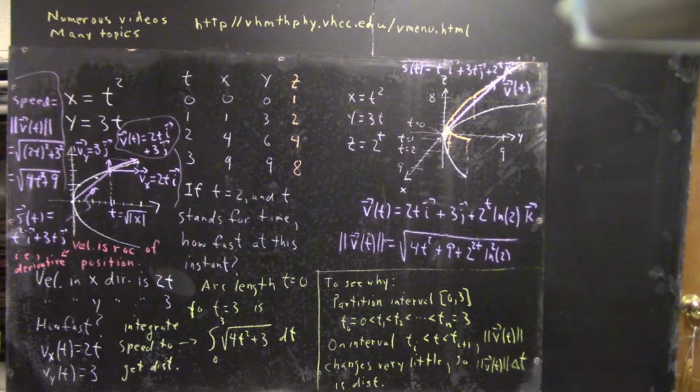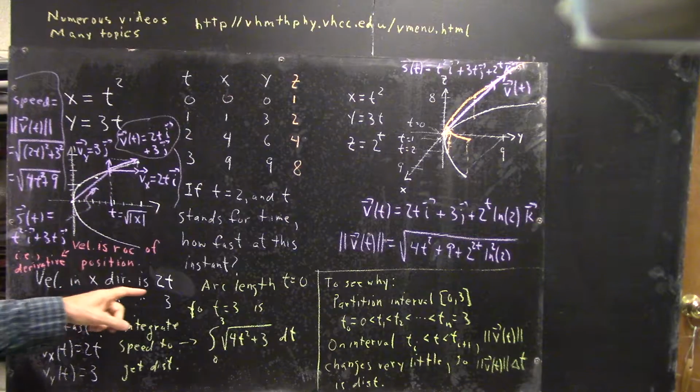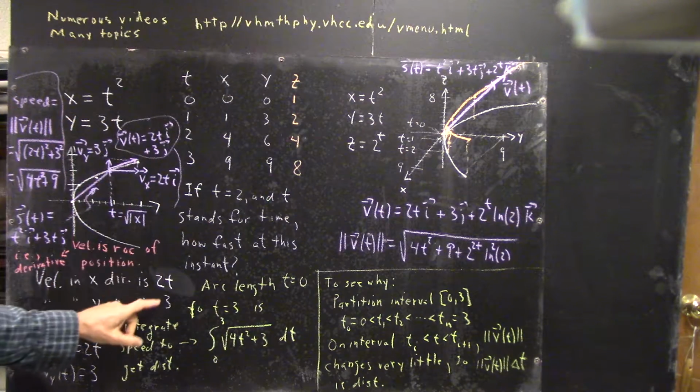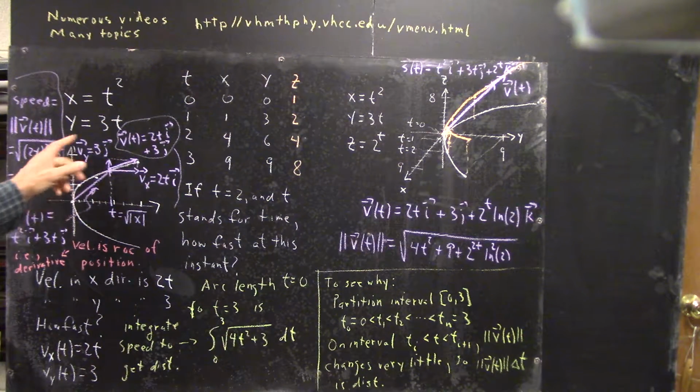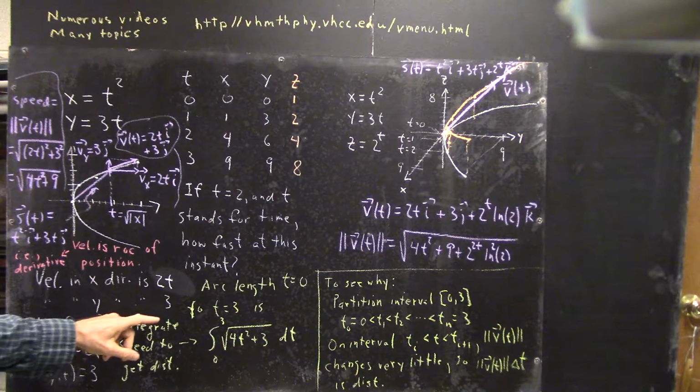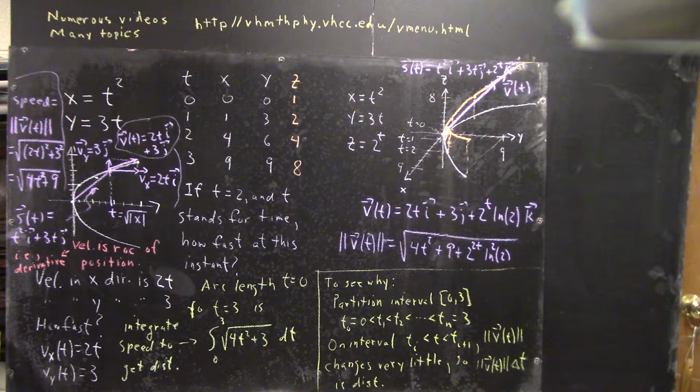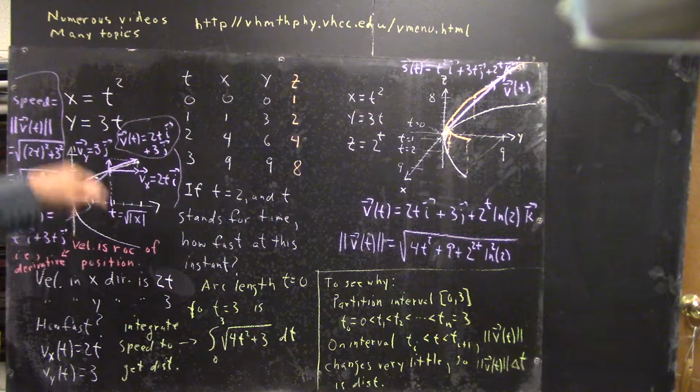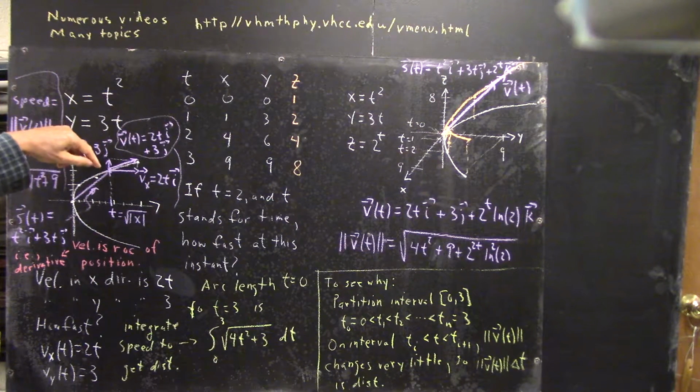How is that going to be helpful? Well, let's first calculate the velocity. The velocity in the x direction is the derivative of this, which is 2t. The velocity in the y direction is the derivative of this function, which is just 3. So that if we want to know the velocity, we can actually express that at any time. And I've expressed that here, at any time.